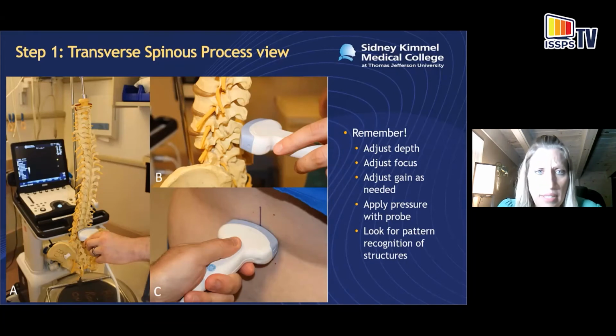So I try to orient myself by looking for the midline. So this would be thinking about the transverse or the spinous process view. And just remember, with obese patients, you're going to have to adjust the depth, adjust the focus. You may need to turn the gain up. You're going to have to apply a lot of pressure with the probe. And then you're just going to look for the patterns that you're familiar with in the non-obese patients.